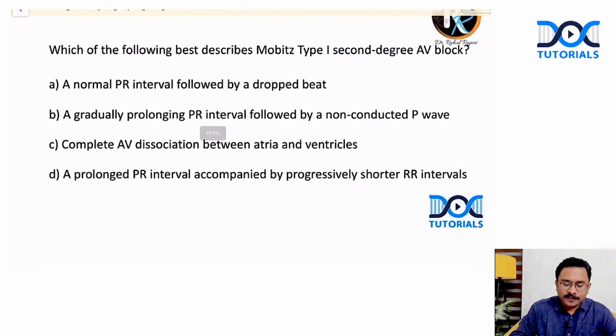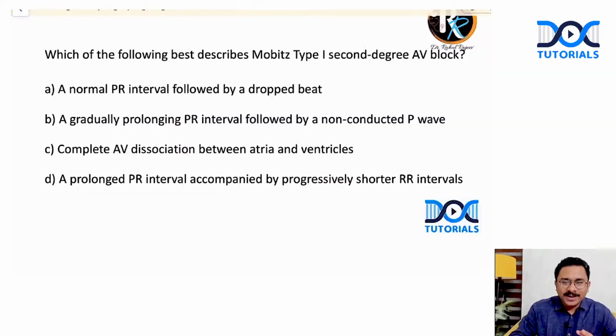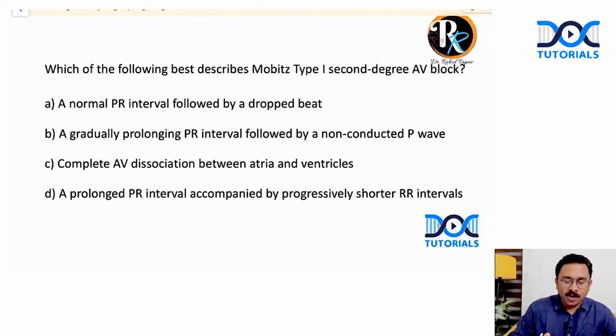Which of the following best describes Mobitz type 1 second degree AV block? There are two types of second degree AV block, Mobitz type 1 and Mobitz type 2. So what do you think? In case of Mobitz type 1, the answer is going to be option B. There is going to be a gradually prolonging PR interval followed by a non-conducted P wave. That is known as Wenckebach phenomenon. Wenckebach phenomenon is the answer for this question.